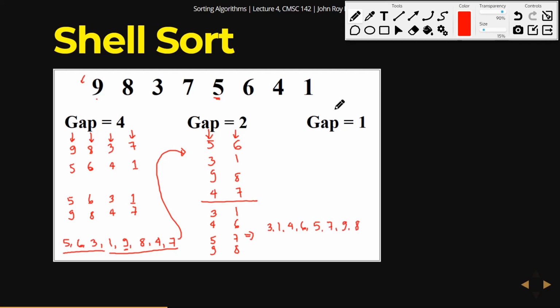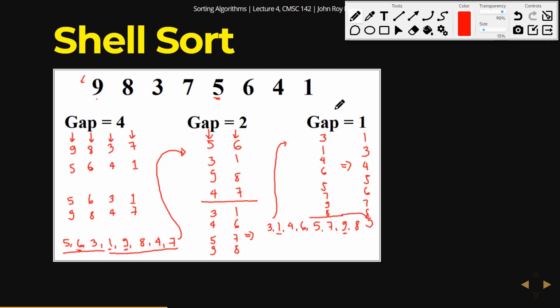And you'll notice again the sortedness of the array increased because, let's say, 1 here moved from here to here, closer to its correct position. Okay, and even the 9 here moved all the way back, which is closer again to the correct position. And then finally, we will sort this with gap is equal to 1. So we have 3, 1, 4, 6, 5, 7, 9, 8. And the sorted version of this would be 1, 3, 4, 5, 6, 7, 8, 9.